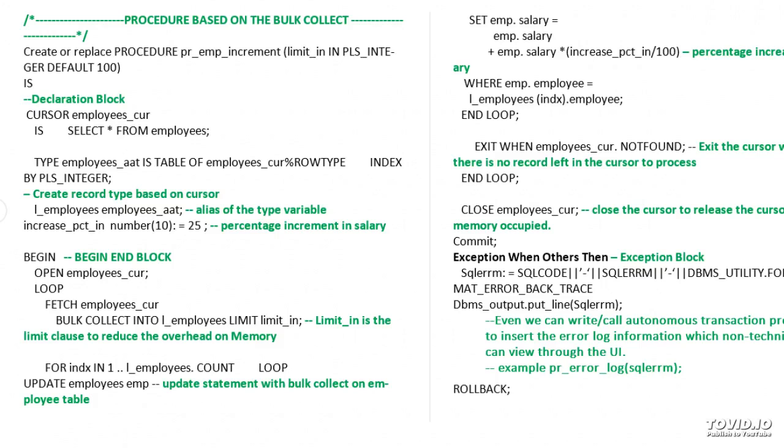Instead of dumping the entire data, we can use a limit. We can fetch that much, like 100 or 1000 records at a time, and then clear the memory and again load the next 100 records.